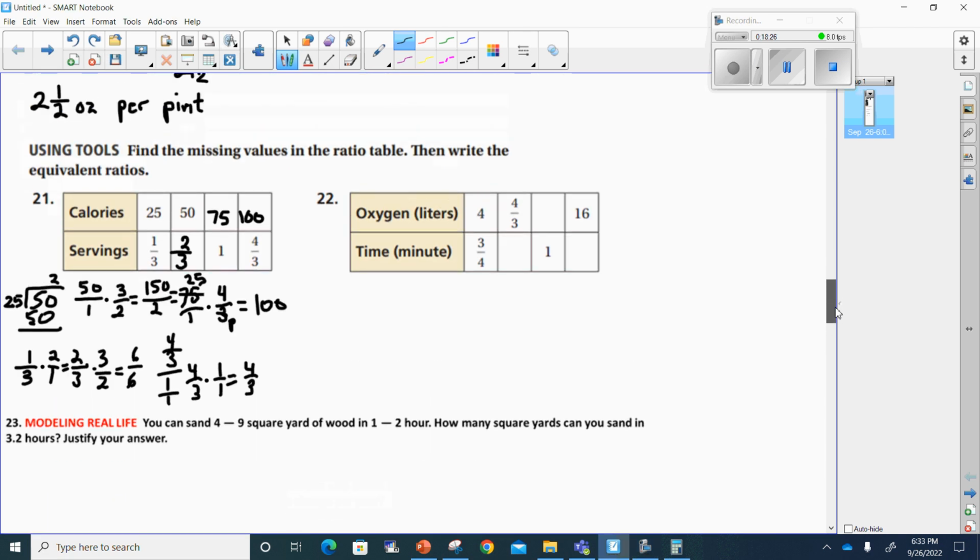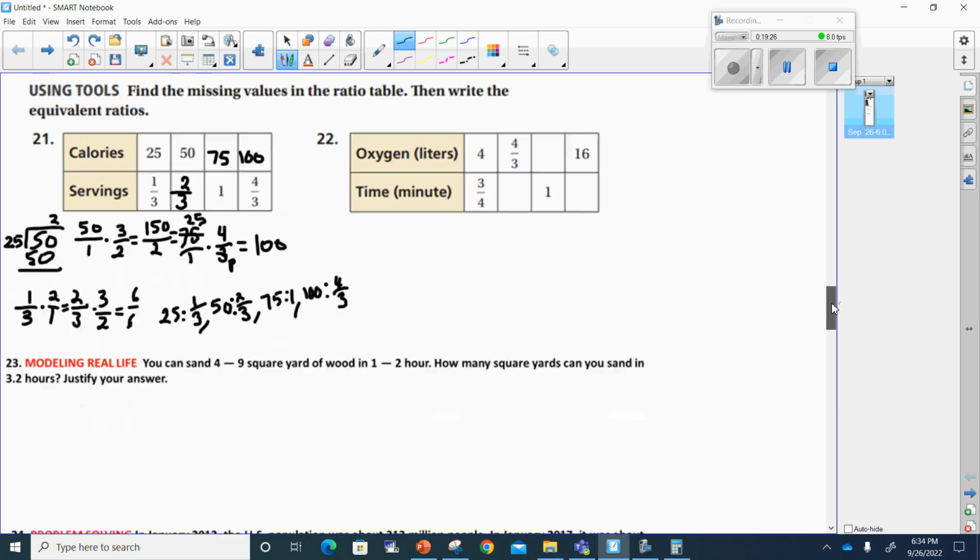I want to double check that last question when it says, find the missing values. We did that. Then write the equivalent ratios. Equivalent ratios for the first one will be 25 to 1/3, then 50 to 2/3, then 75 to 1, and then, of course, 100 to 4 over 3. That's the equivalent ratios.